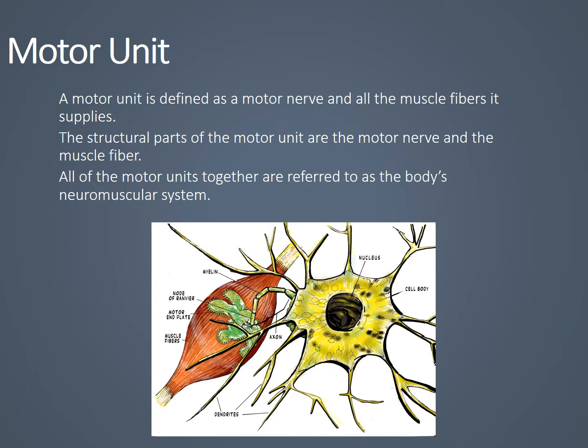A motor unit is defined as a motor nerve and all the muscle fibers it supplies. The structural parts of the motor unit are the motor nerve and the muscle fiber. All of the motor units together are referred to as the body's neuromuscular system.